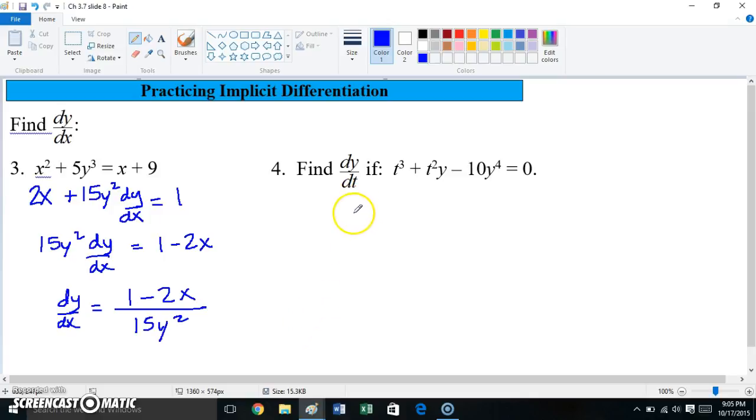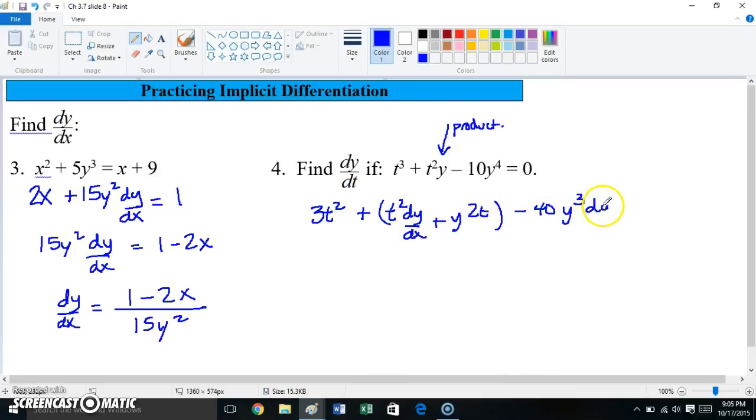All right, number 4. Differentiate with respect to t. So the derivative of t cubed is 3t squared, plus, here we're going to need the product rule. So t squared dy/dt plus y times 2t, minus 40y cubed dy/dt equals 0.